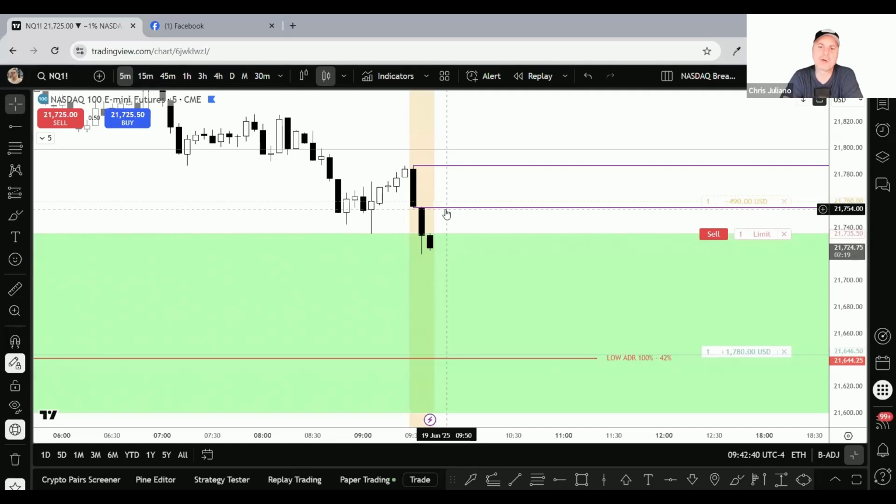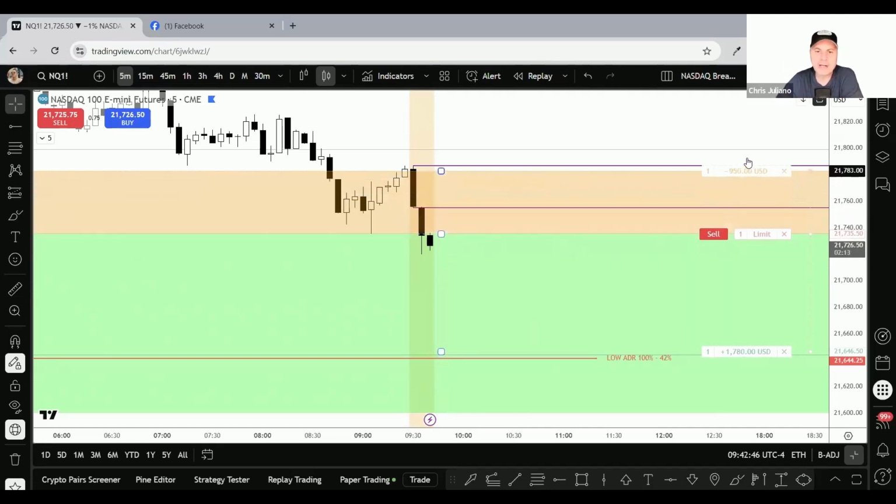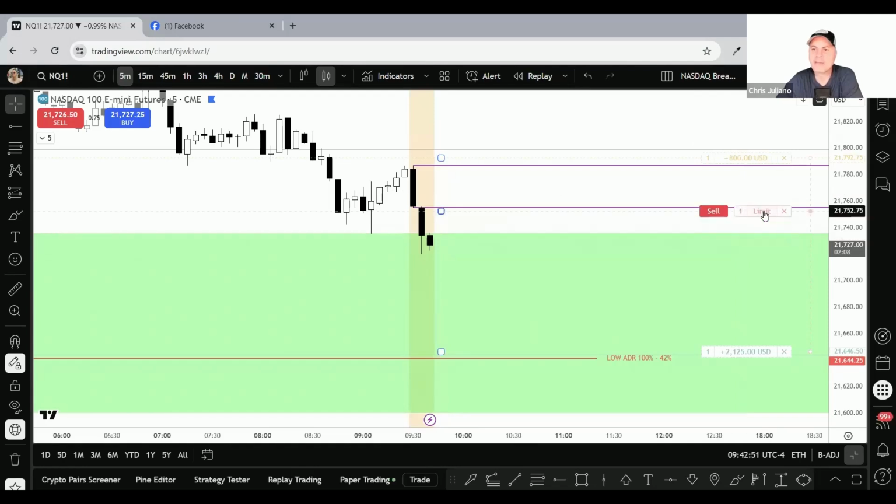We can put our entry point right here. What would that cost us if we did that? That's about 800, right? But it's kind of safer, isn't it? That's a little bit safer because we're outside the opening range, but will it come back that far? We don't know. Maybe not. But this is now 795 risk to make 2,000. That's a much better risk to reward.